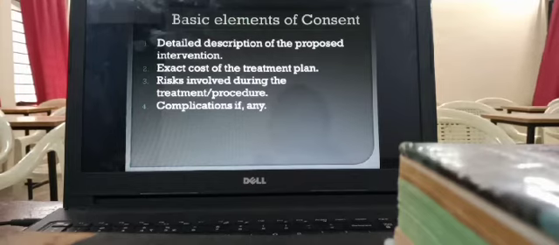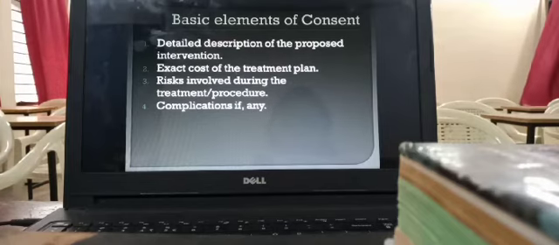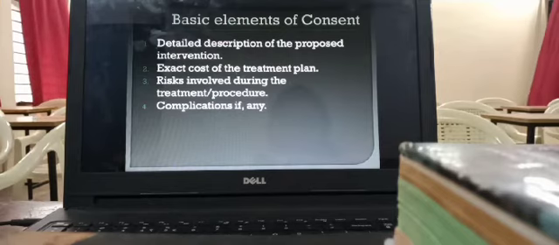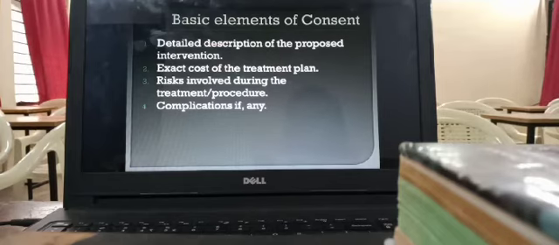Secondly, we should explain the exact cost of the treatment plan. However much is going to be spent by the patient, we have to inform the patient clearly about the cost that will be needed for the proposed plan. Thirdly, the risks involved during the treatment or procedure. So what are the risks that will be involved?